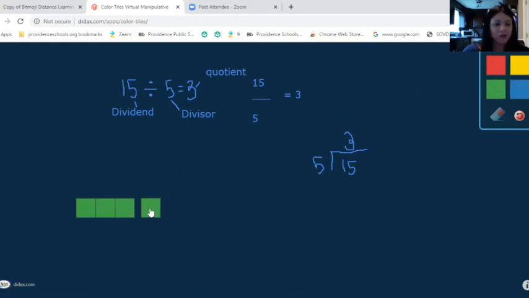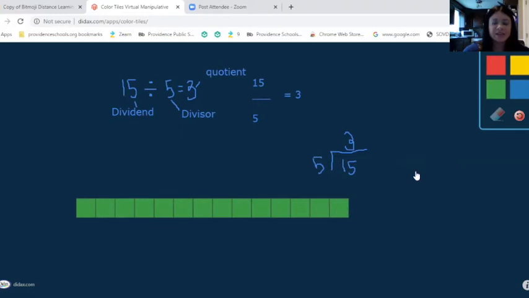1, 2, 3, 4, 5, 6, 7, 8, 9, 10, 11, 12, 13, 14, and 15. So 15 is my total. That is my dividend. That is what I'm dividing into.